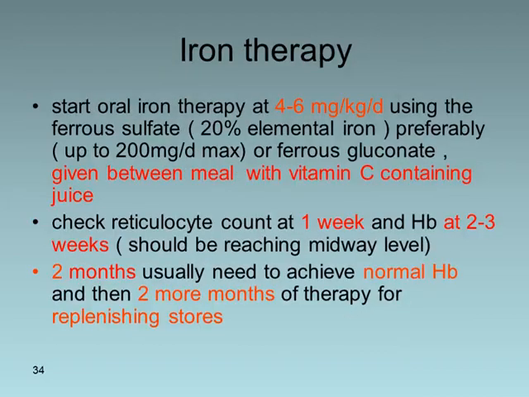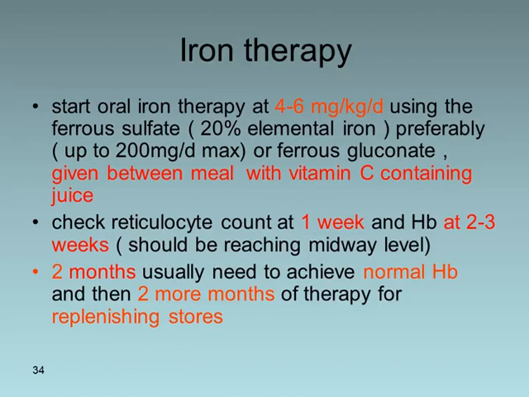After that, we should start iron therapy in a higher dose than the preventive dose, using a dose of 4 to 6 mg per kg per day, mainly ferrous sulfate, which contains 20% of elemental iron, up to 200 mg per day maximum. If ferrous sulfate is not available, we can use ferrous gluconate. Iron should be given between meals with vitamin C-containing juice.